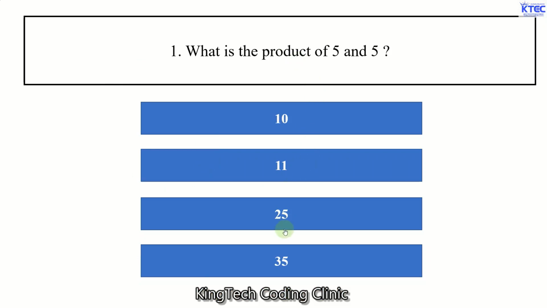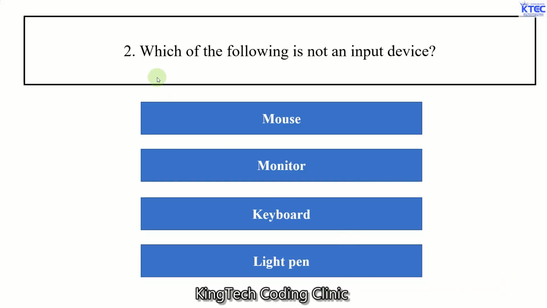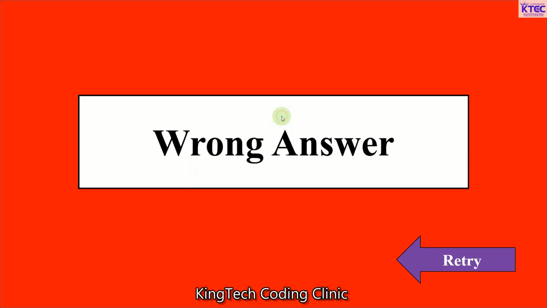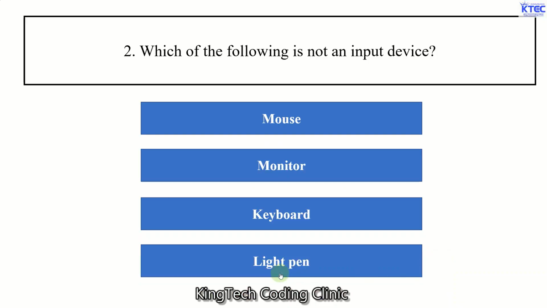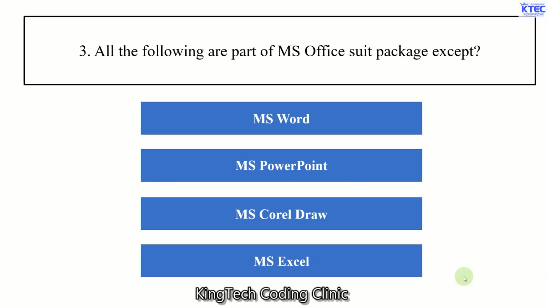Once I choose the correct answer, it will send me to this slide. It says correct answer, next question. Which of the following is not an input device? Mouse is an input device, so it's the wrong answer. Retry. Keyboard, retry. The correct answer is monitor. So you choose that and you go to correct answer. So the next question now.